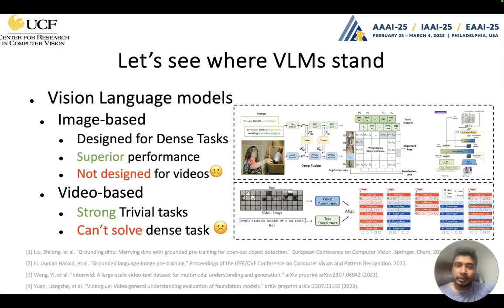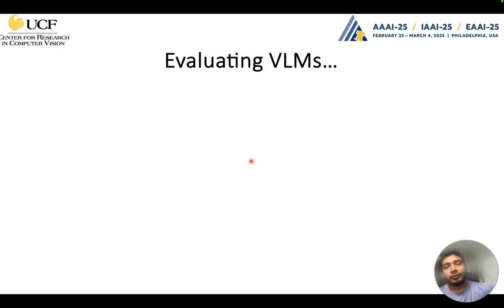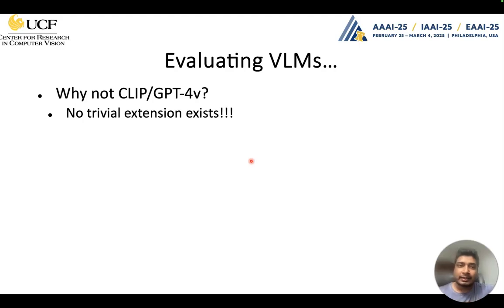Moving on to the video-based models, they have a very strong performance again on the trivial tasks such as action recognition or action segmentation. They cannot solve dense video tasks. So for our purpose, we try to evaluate how VLMs perform for action detection. Firstly, we look into CLIP or GPT-4V, which is a multimodal GPT. However, those cannot be extended directly for this task, since they don't take video and dense situations at the same time.